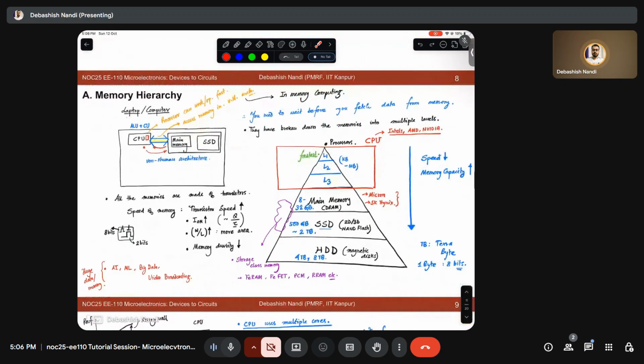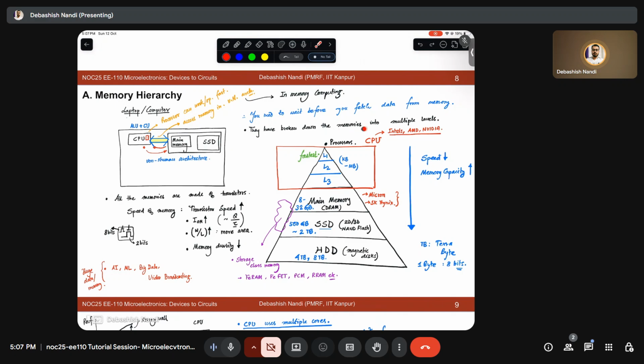For the memory hierarchy, we first unboxed, or broke down, the laptop processor. It will have the CPU, main memory, and SSD. SSD is the non-volatile memory in your computer. The CPU will have two components, ALU and CU. So we have noted that this is a von Neumann architecture. Then we need to wait before fetching the data from memory. This is an artifact of the von Neumann architecture.